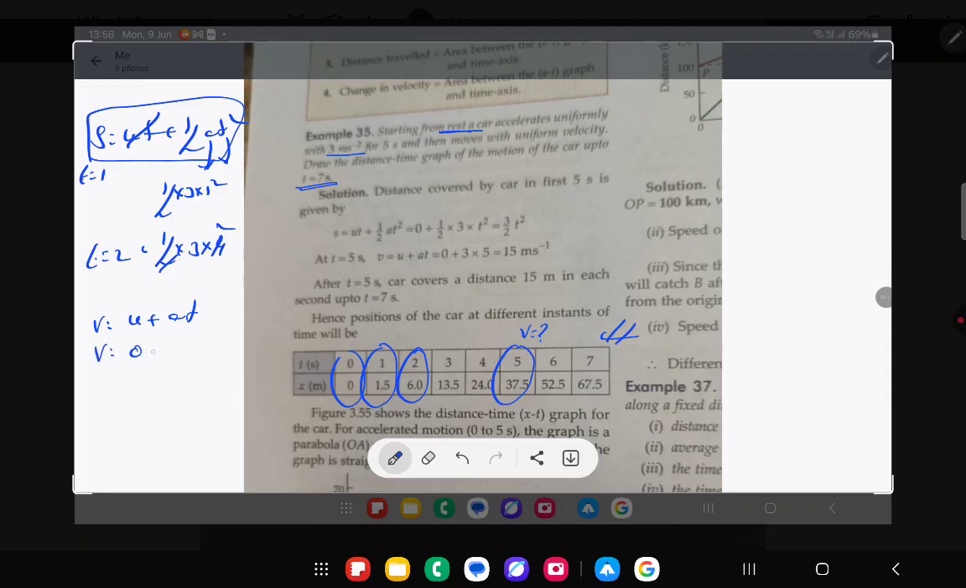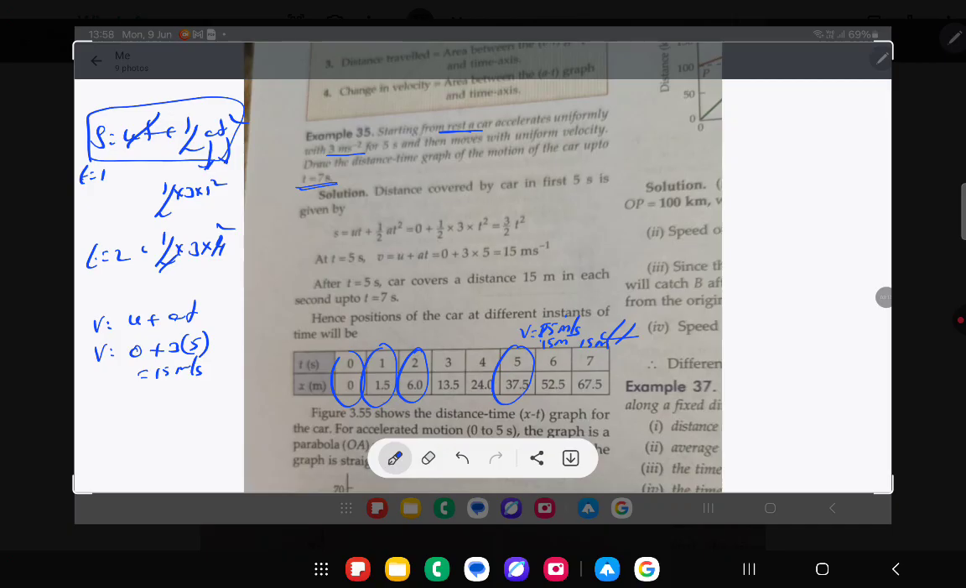Initial velocity is starting from rest, acceleration is 3, and total time is 5, so you know that 15 meter per second is the velocity here, after which it is not going to accelerate. In the 6th second and 7th second it's going to cover 15 meters plus another 15 meters. That is to be understood.